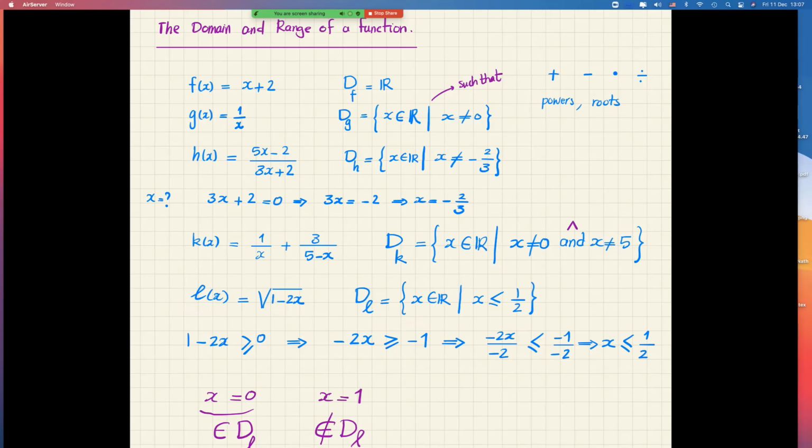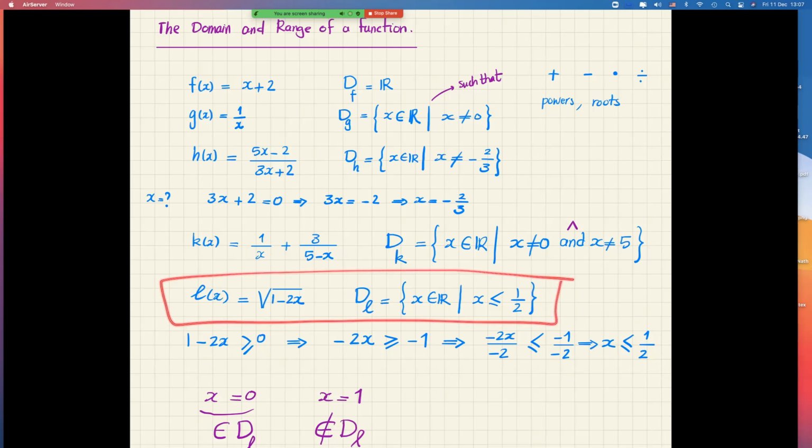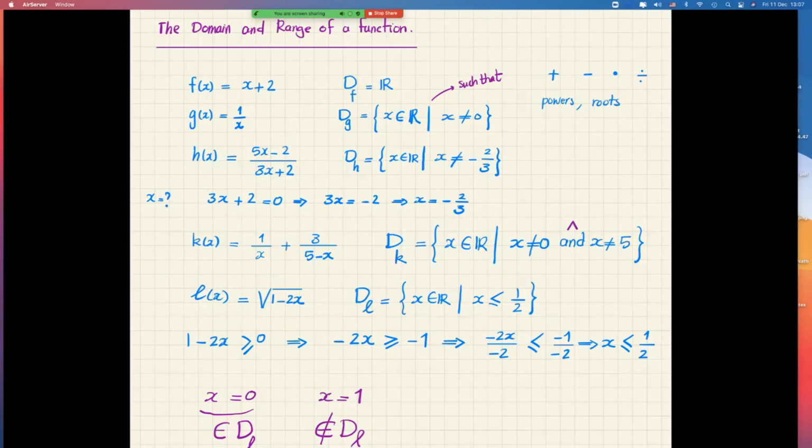So in other words, do you expect that the graph of this function will be on the left-hand side of 1/2 or on the right-hand side? The left-hand side. Hopefully everyone agrees, because you see that the domain is limited below this value. Now, to remember this function: square root of 1 minus 2x.